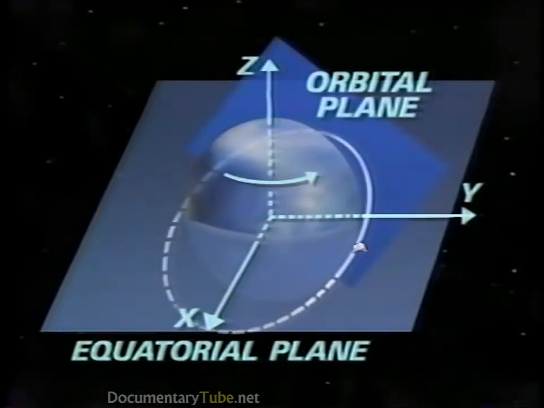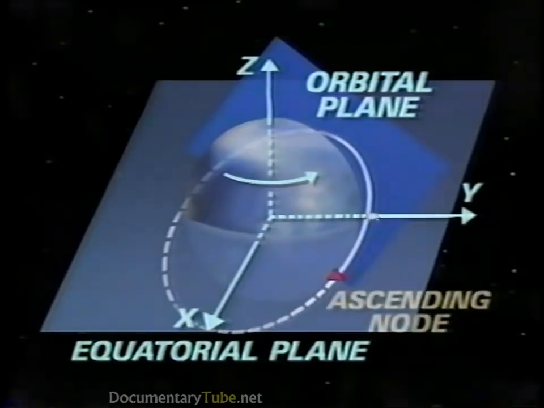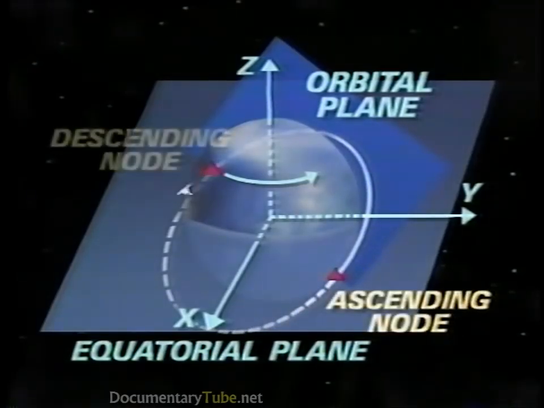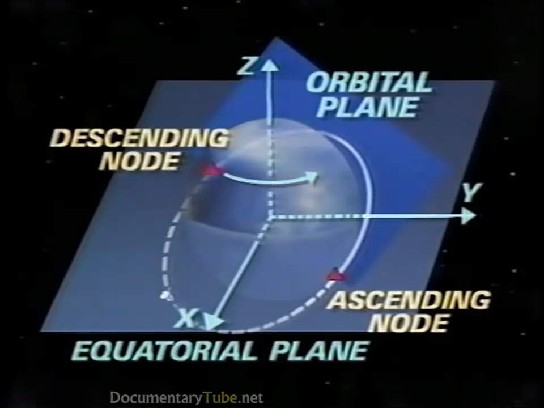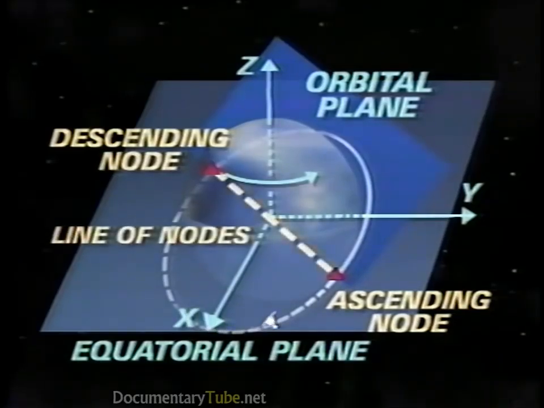Nodes are points in a satellite's orbit which intersect the Earth's equatorial plane. The ascending node is the point at which the spacecraft crosses the equator going from south to north. The descending node is where the spacecraft crosses the equator going from north to south. The line joining the two nodes is called the line of nodes. The orientation of an orbit is determined by three orbital element angles.